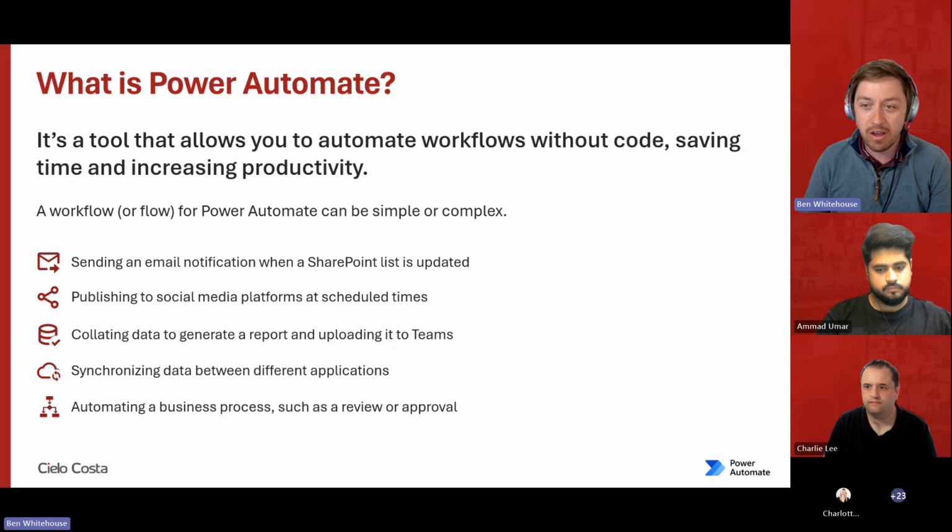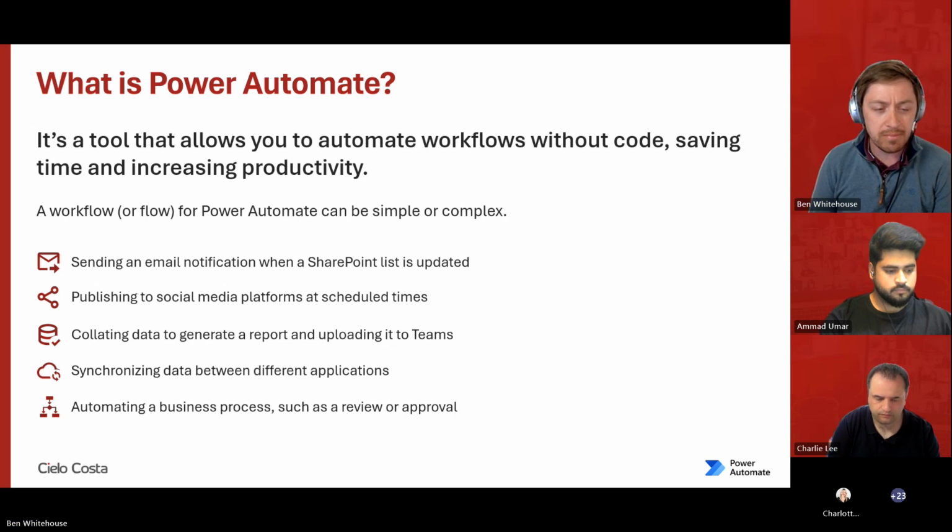Just to get us started, I've listed a few common use cases where you could use Power Automate to improve things in your business. The first one we've got is sending an email notification when a SharePoint list is updated. Very easy to do in Power Automate. Another example would be publishing to social media platforms at scheduled times. You could have a list of all of your various posts and publish them to Twitter or X, Instagram, LinkedIn, whatever you want to do. Power Automate could help you with that.